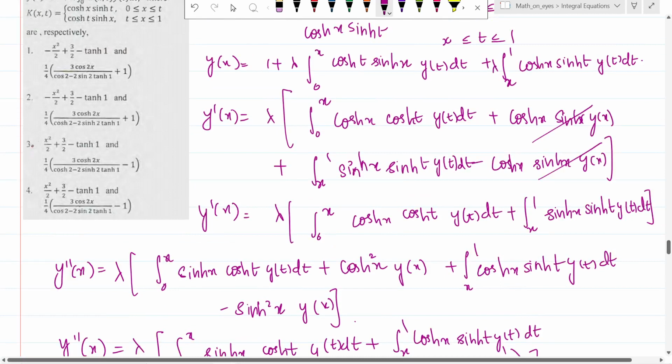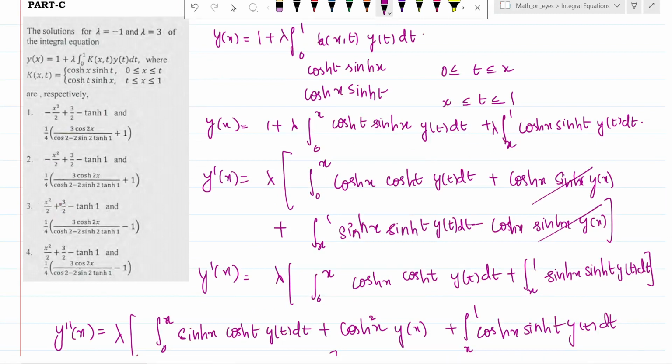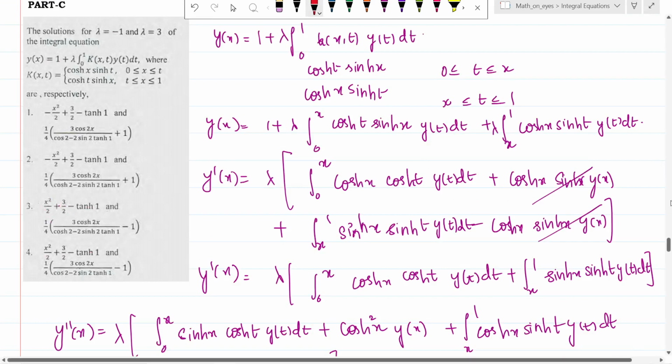When you see the third option and the fourth option, for lambda equal to minus 1, your y of x is, right? So when you differentiate this part, you should arrive at minus 1. But when you see here, x squared divided by 2 plus 3 by 2 minus tan h1, here also the same thing is present.